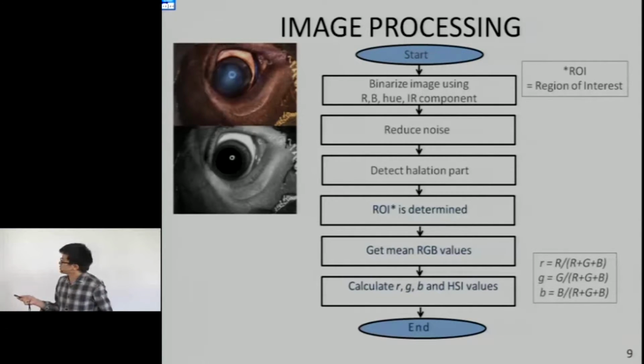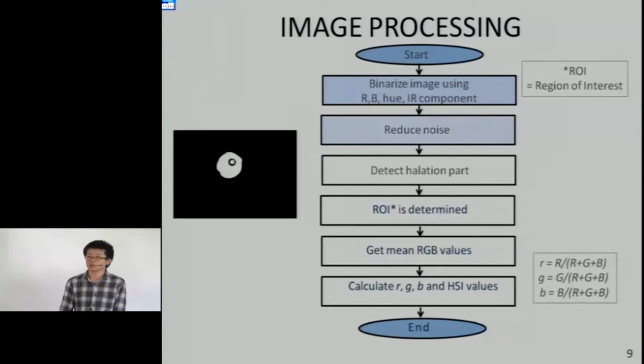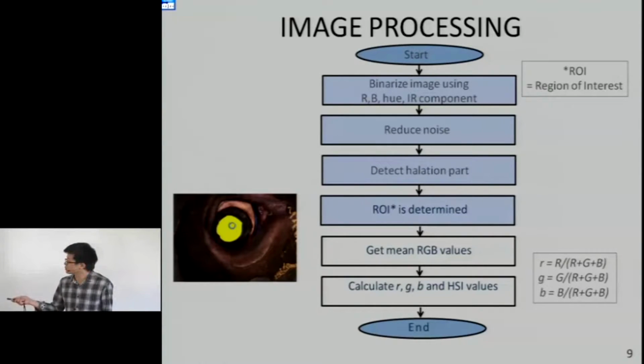We do binarization using the red, blue value and hue and IR value, and then reduce the noise, detect the halation part, and select the region of interest. This is the pupil area we want to analyze, and we get the RGB value, and we evaluate our result in RGB color space and HSI color space.